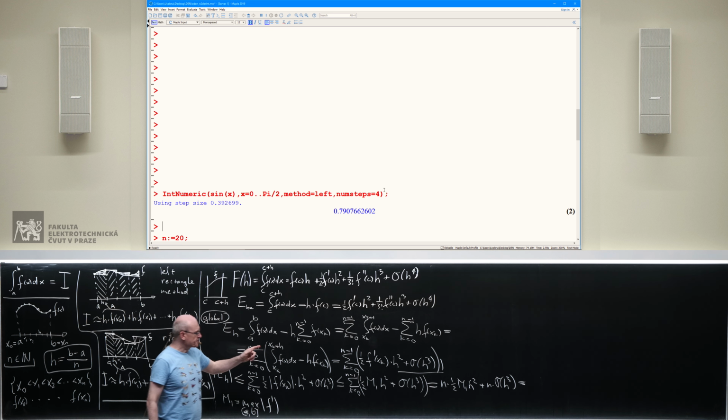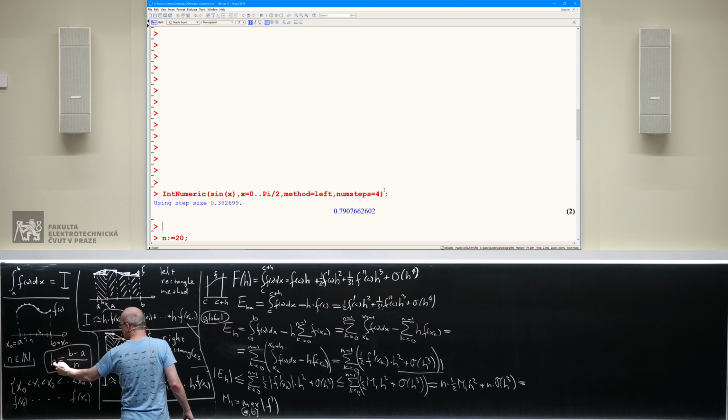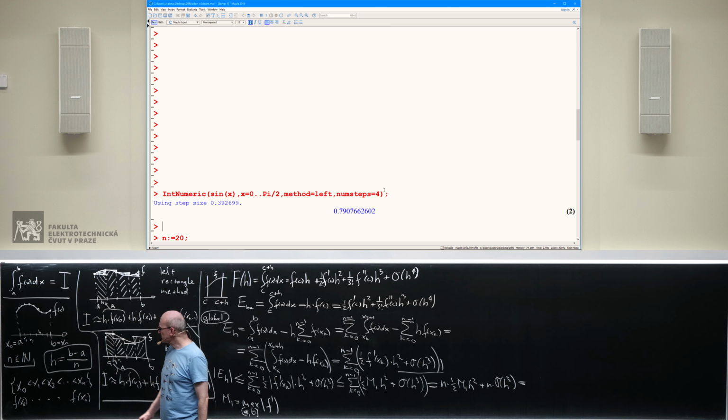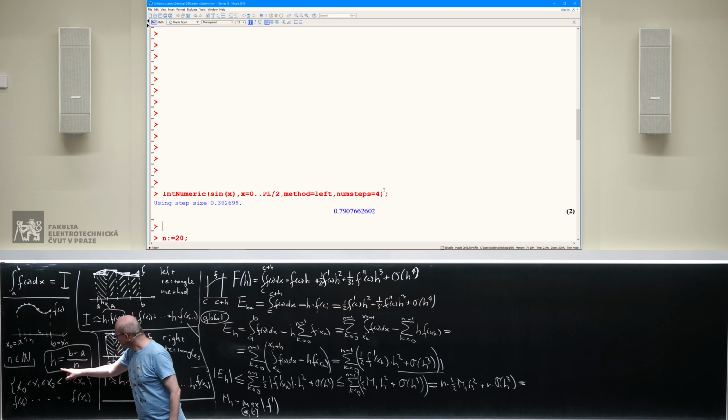What is n? Good question. N is related to the step size by this formula. If I rearrange it, n goes here, h goes down here. They can be just sort of interchanged using algebra.